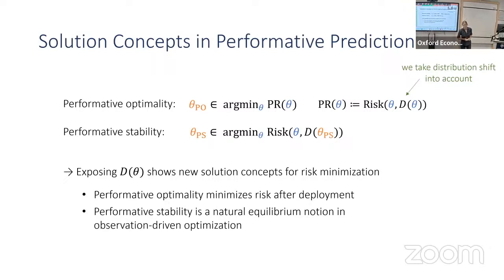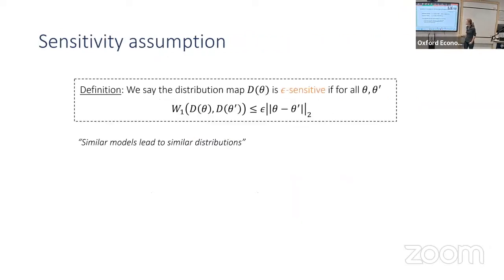Yes, exactly. So far I assume that I don't know the response. It's an abstract thing. I haven't modeled it. Economists are used to modeling it. It's just the abstract distribution, and I try to see what it implies if this distribution depends on the model. Cool. So now I want to first make not a modeling assumption, but a sensitivity assumption on the distribution. I want to assume that if the model parameters change slightly, the distribution also only changes slightly.